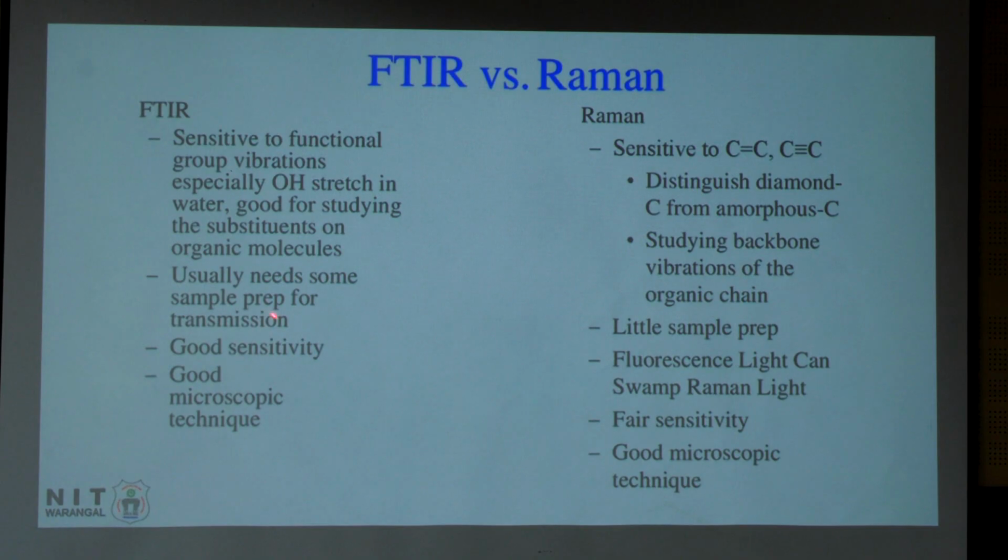Here some sample preparation is required, because for FTIR you use KBr and then make a pellet and other things. In Raman it is not required, so only a little bit of sample preparation is needed. Here you can also study a little bit of fluorescence. If you shine one wavelength and get a different wavelength, you can see that also, but in FTIR no such emissions will come out. Raman has good sensitivity and is a good microscopic technique, whereas in FTIR it is very difficult to observe these Raman lines, so you can say fair sensitivity, and it is also one of the good microscopic techniques.